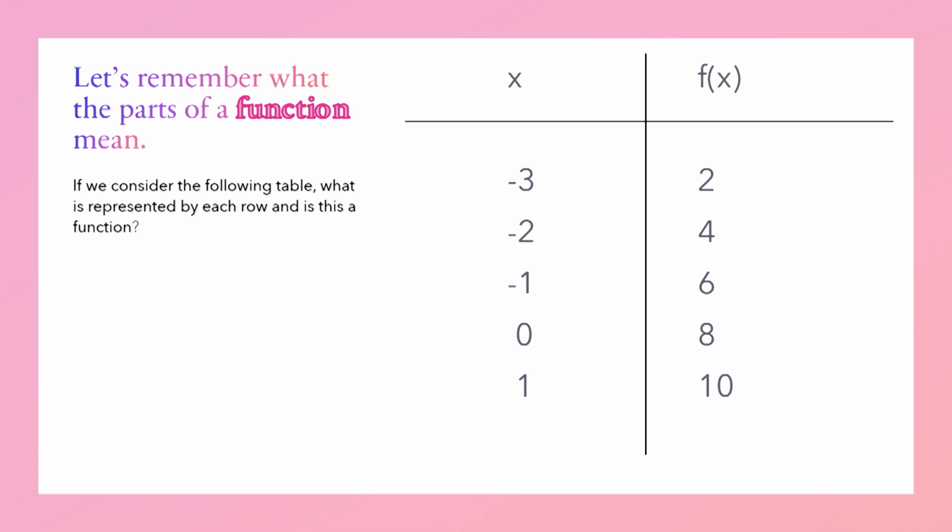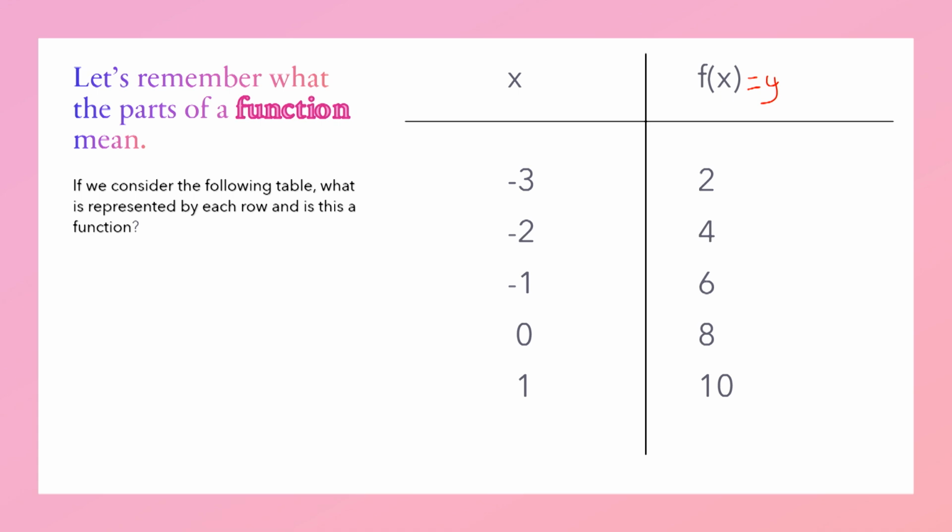Okay, so now that we've looked at what my independent variables look like being moved and my dependent variables look like being moved, let's see how we can put it with this graph. It says, let's remember what the parts of a function mean. If we consider the following table, what is represented by each row, and is this a function? All right, so we've learned that f of x also equals y. So is this a table of a function, or is it just a relation?